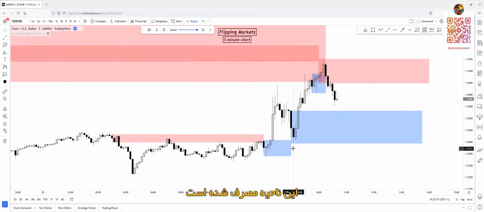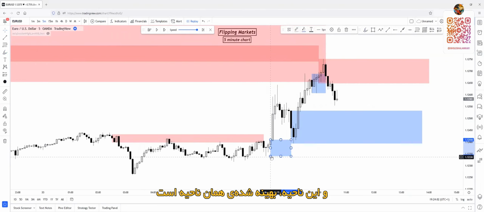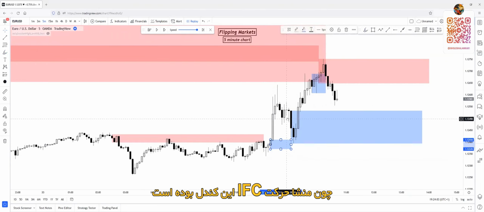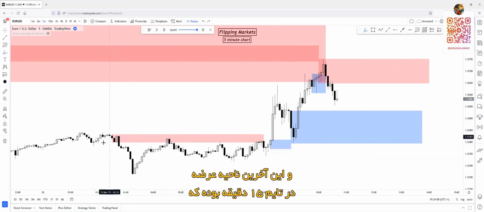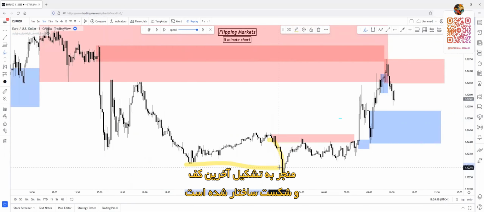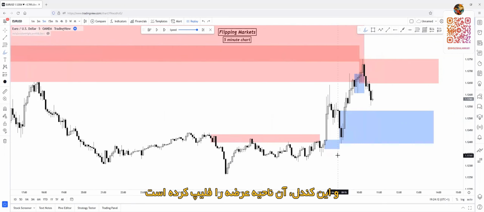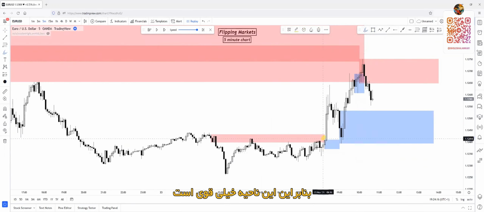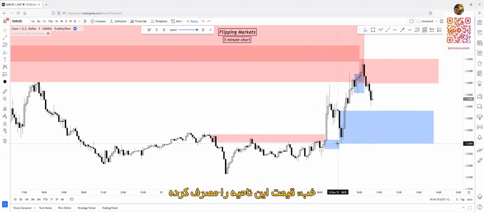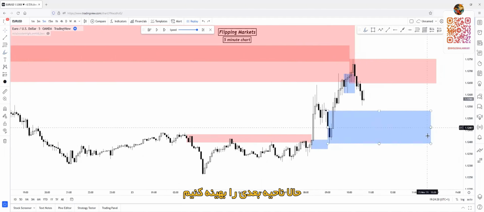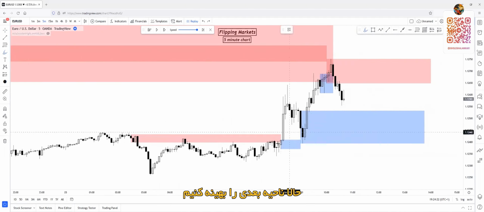So this zone has already been mitigated, and this is the refinement of that zone, because the inefficient push came into the market from this candle, as you can see, and this was the last 15-minute supply zone that created the last 15-minute low here and the last break of structure. And this candle, as you can see, flipped that 15-minute supply zone. So this is a really strong zone. Okay, price mitigated this zone, and let's refine the next zone after this demand zone.